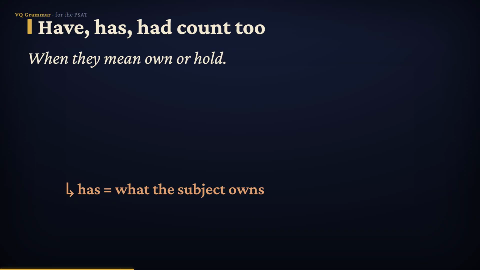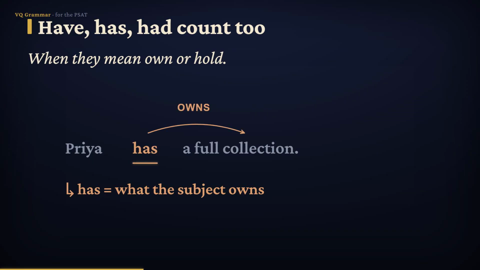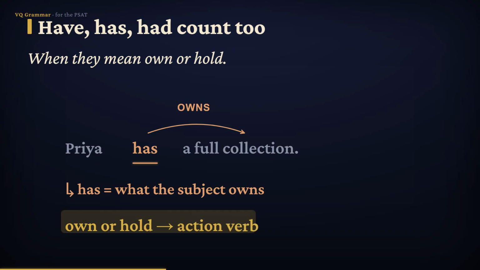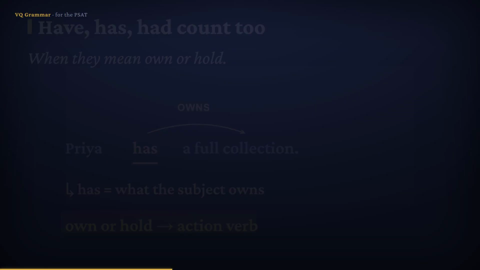One more set worth knowing. Have, has, and had. These act as action verbs when they name what the subject owns or holds. Priya has a full collection of state quarters. She owns it. Priya has years of practice. She holds it. In both, has is the action verb. So have words count whenever they mean to own or to hold.